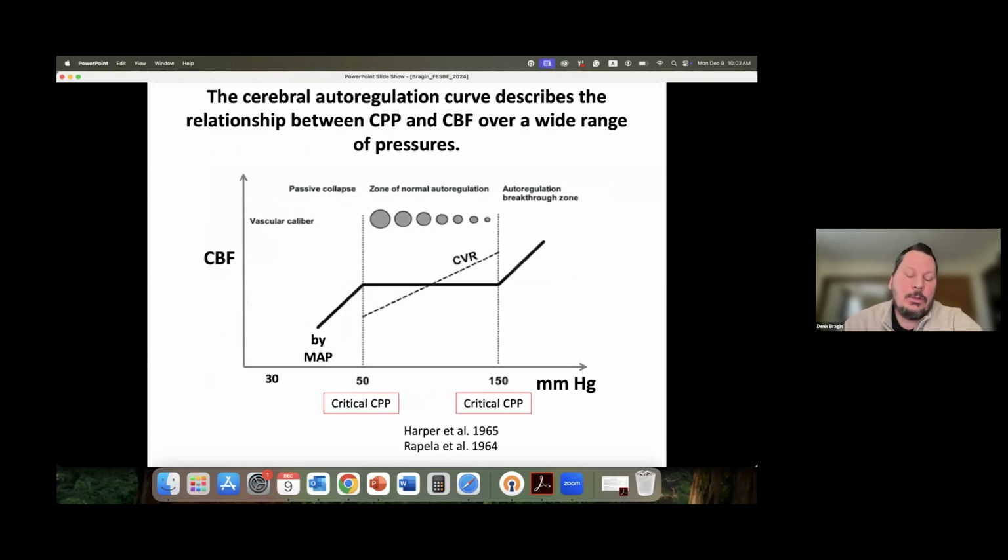As it was originally described, it was described by an autoregulation curve, where arterial pressure was gradually increased, and by measuring cerebral perfusion, it was defined that the critical level of cerebral perfusion pressure is 50 millimeters of mercury.